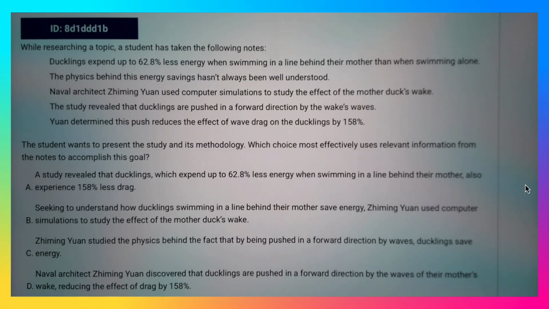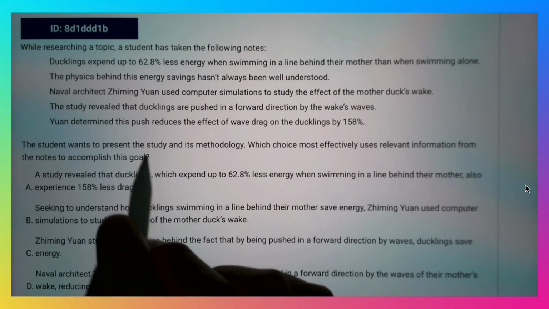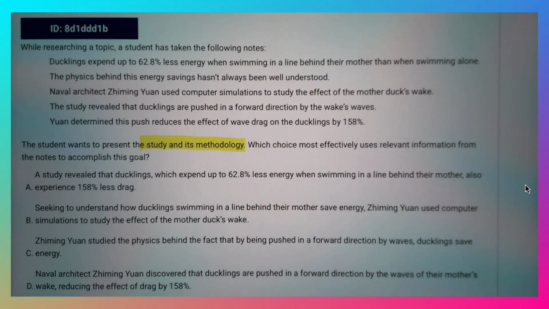The student wants to present the study and its methodology. So in other words, we want to know how the research was conducted. So let's read the student's note. Ducklings expend up to 62.8% less energy when swimming in a line behind their mother than when swimming alone.